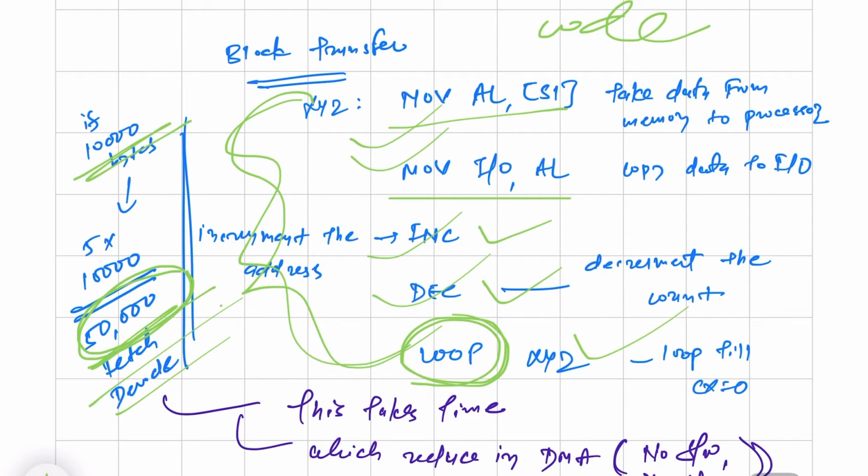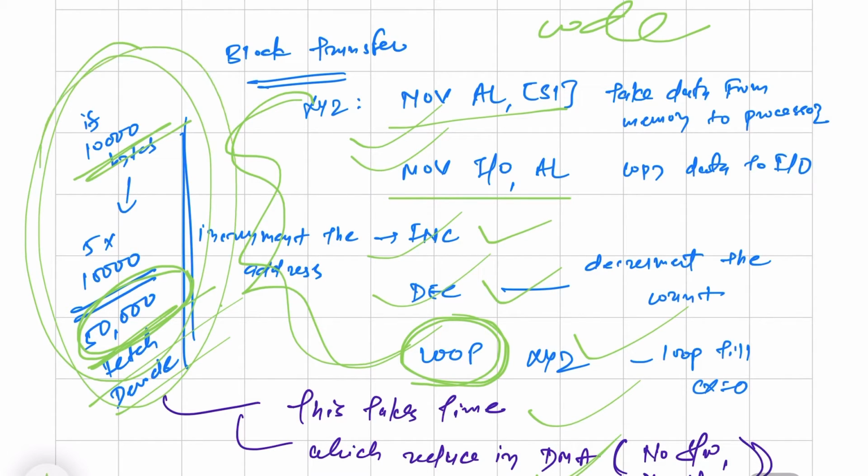This thing you don't need to do with your DMA. Why? Because it is hardware based. It is hardwired logic which is fixed. So you don't need to run any software. You just need to know your starting address and the total size, and you perform the operation. So this full time will get saved.